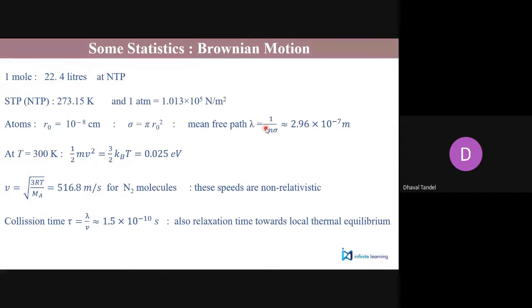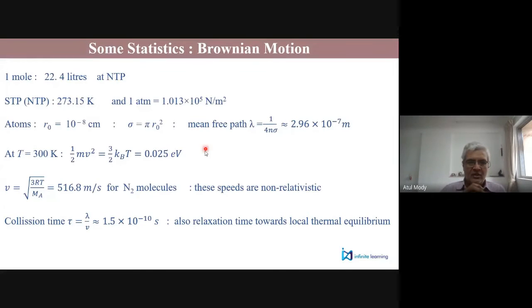Yes, sir. So for atoms, the typical radius is 10 raised to minus 8 centimeter or 10 raised to minus 10 meter, which is 1 angstrom. We are talking about order of magnitude calculation. Size of an atom is of the order of 10 raised to minus 10 meters. Sigma is the area of the disk when two atoms collide with respect to each other; if they fall within this area, they will collide. So that's pi r0 square.